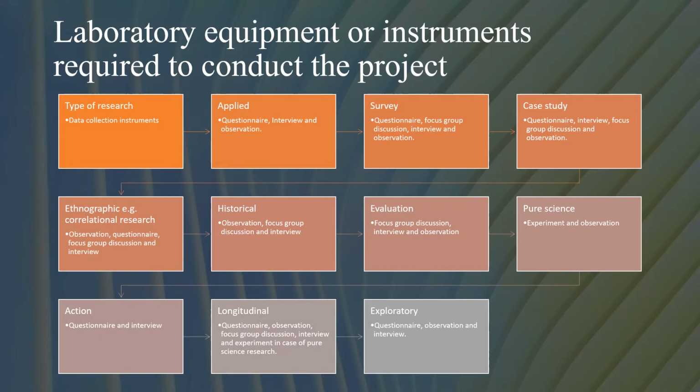For ethnographic or correlational research, you may use observation, questionnaire, focus group discussion, and interview. For historical research, you may use observation, focus group discussion, and interview. For evaluation research, you may use focus group discussion, interview, and observation. For pure science research, you may use experiment and observation. For action research, you may use questionnaire and interview. For longitudinal research, you may use questionnaire, observation, focus group discussion, interview, and experiments in case of pure science research. For exploratory, you may use questionnaire, observation, and interview.